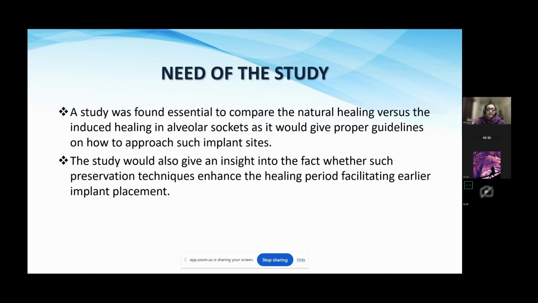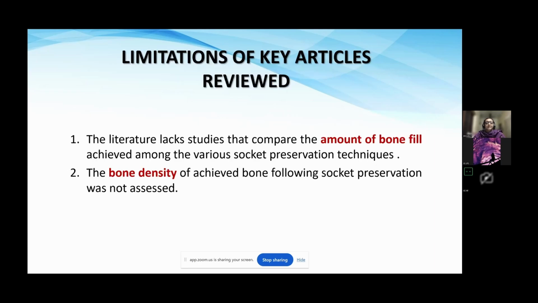The study would also give an insight into whether such preservation techniques enhance the healing period, facilitating earlier implant placement. Several articles were reviewed and among them a few articles were selected. I selected around 6 key articles, but however, there are limitations for these key articles. The literature lacks studies that compare the amount of bone fill achieved among the various socket preservation techniques.